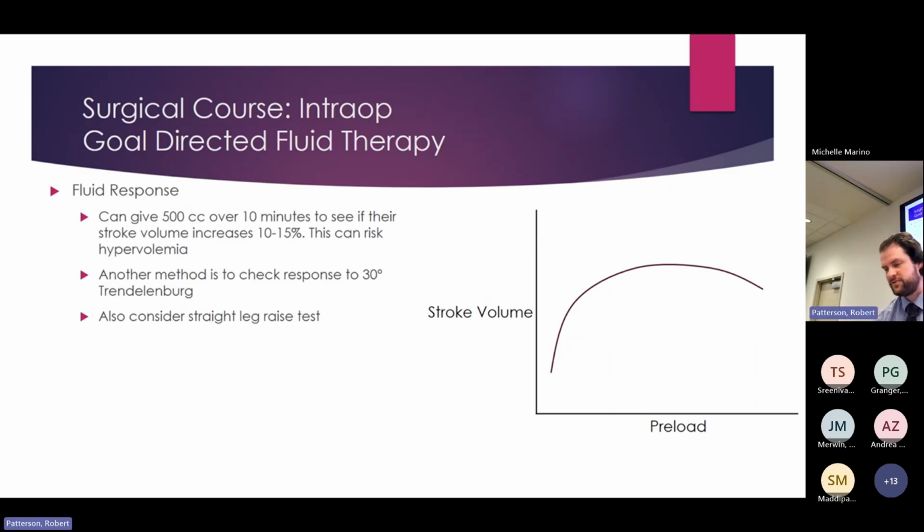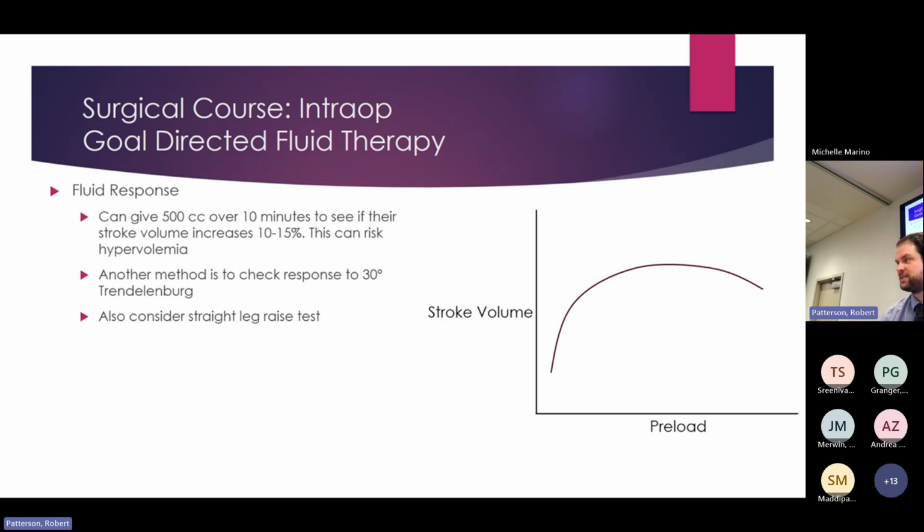So here's a Frank-Starling curve where you can assess for fluid responsiveness and see if that works. You can consider a 500 cc bolus over 10 minutes to see if stroke volume increases. But with that being said, there's a risk of hypervolemia with that. Other places recommend 250 cc boluses to assess for fluid response, and then you can do it up to 2 times. Some other methods you can check: 30-degree Trendelenburg.